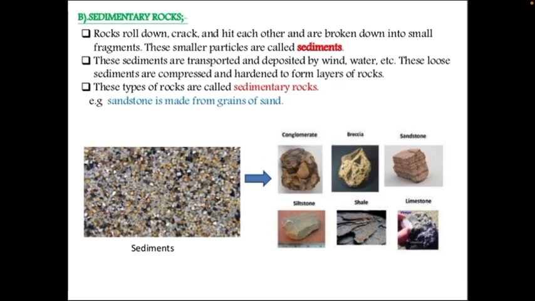For example, sandstone is made from grains of sand. When the sand solidifies, it becomes sandstone.